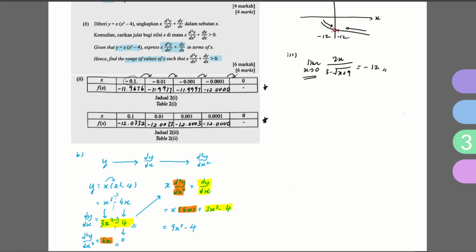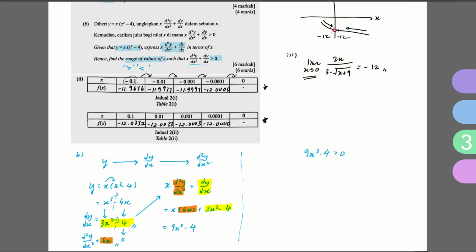So this is the first part of the question. Now the second part would be: find the range of values of x where the expression that we have found just now is more than 0. Range of values of x means our answers will have inequalities, maybe more than or less than.